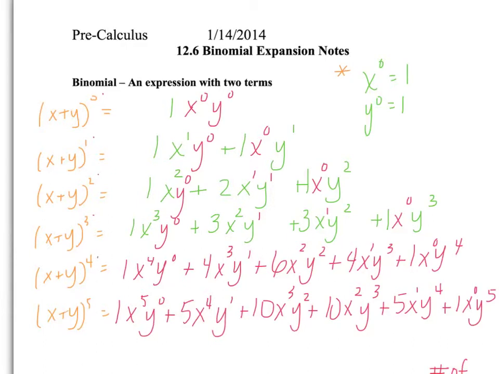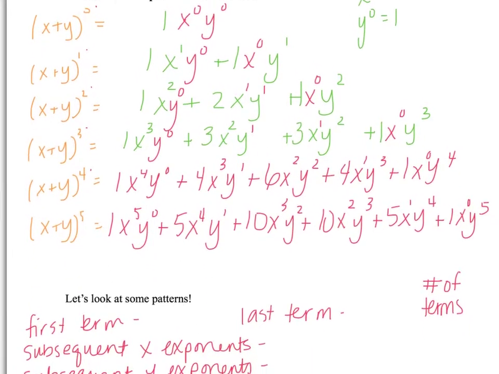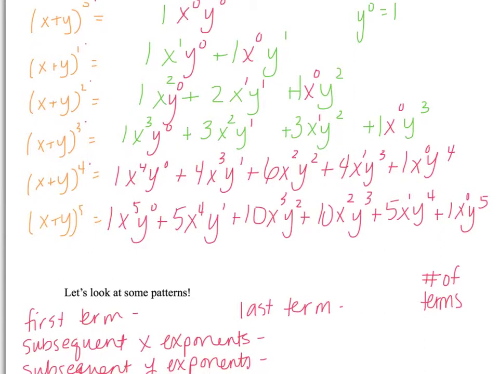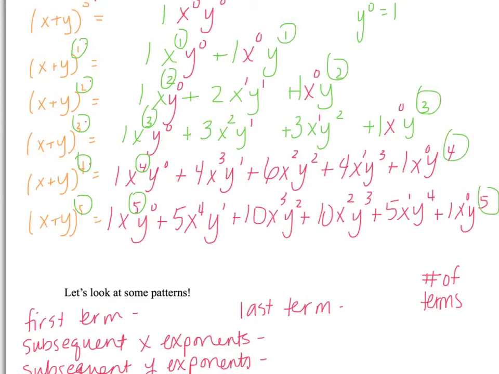And what we want to do is look at what kind of patterns are happening here. If we look at the first term in every sequence, so notice we're looking at our exponents, 1, 2, 3, 4, 5. If I look at the first term, the exponent for x matches each of those. If I look at the last term, the exponent for y matches the original exponent. So the first term is always x to the n, with n being the exponent in the original expansion, and the last term is always y to the n.